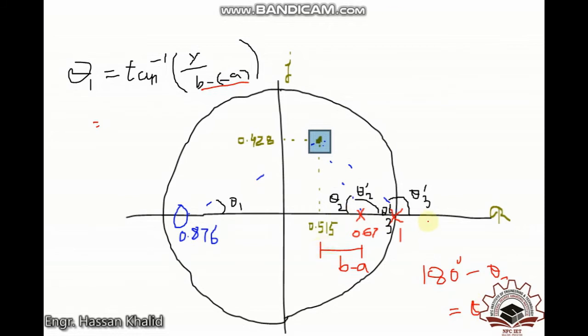Now similarly, you can apply the same steps for the evaluation of theta 3 prime as well, and you will be able to evaluate all the angles from the pole contributions as well as from the contribution of the zeros.